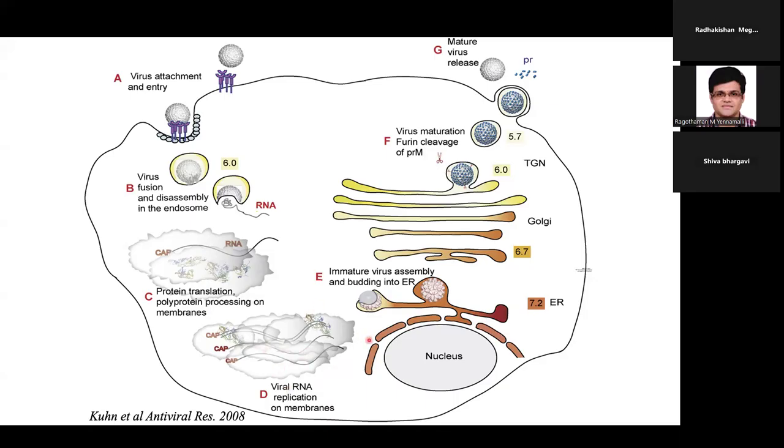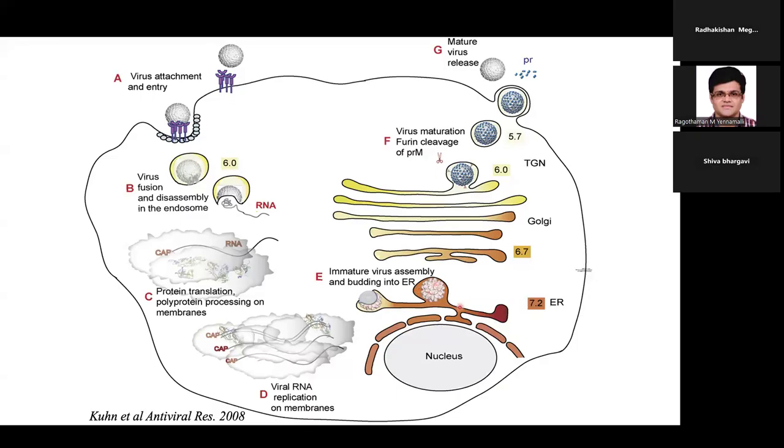And in the membrane, it gets assembled into an immature virus in the endoplasmic reticulum. Now, the endoplasmic reticulum's pH is slightly higher, around neutral. And what you see here is that it forms the budding of the endoplasmic reticulum. And in the endoplasmic reticulum, all the viral assembly happens. These are immature virions, as we call it.